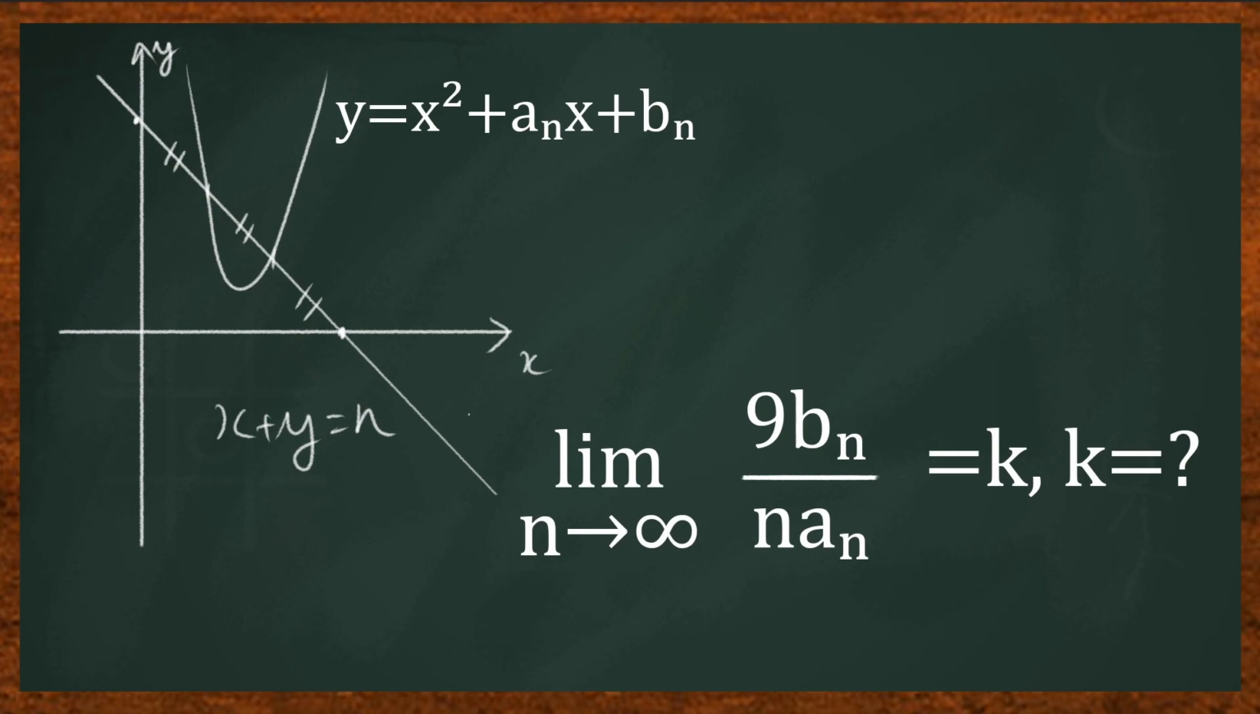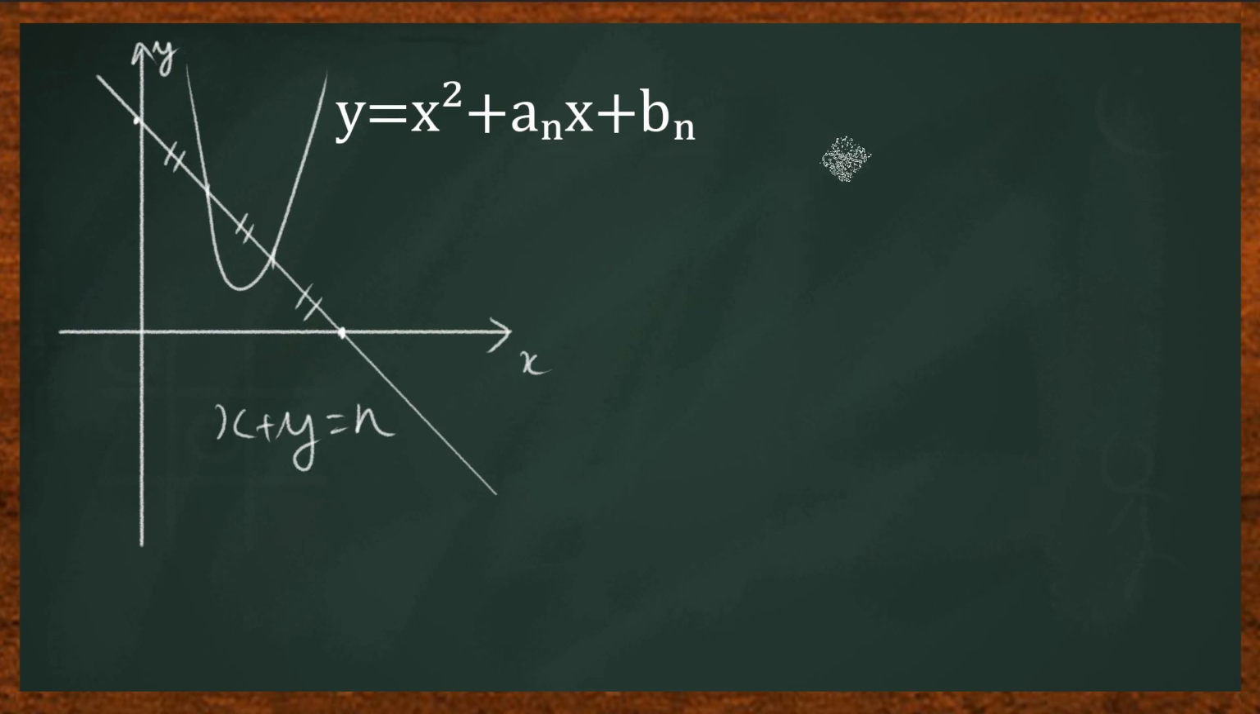When the quadratic function is shown like this, we need to find the value of k. To find k, we need to know an and bn. That means in the quadratic function, we need to know the coefficients of degree 1 and degree 0. So let's try to find them.